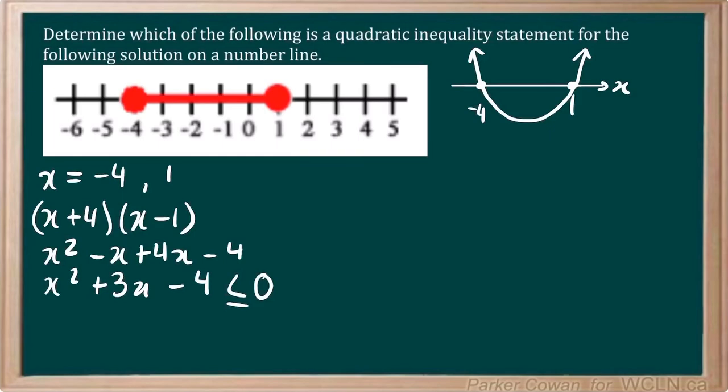And so when we want to determine which of the following is a quadratic inequality statement for the following solution, we've actually just found it right here. This is our parabola, and this inequality represents the number line as we see here.